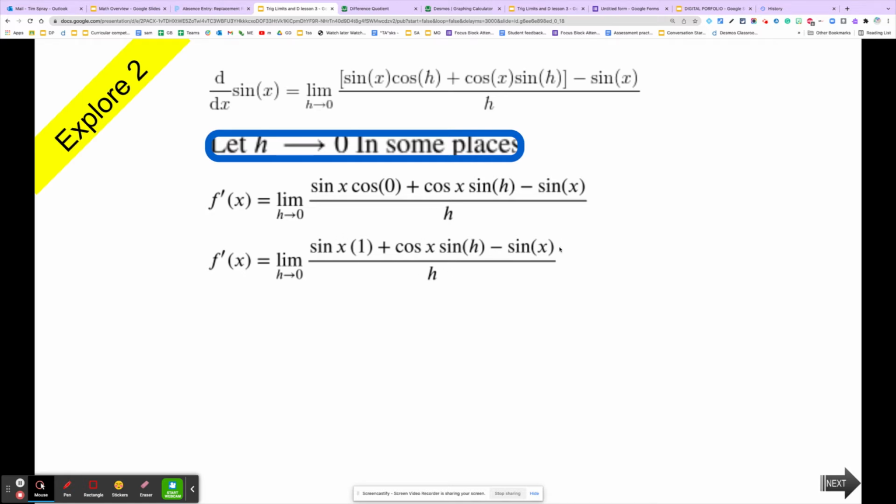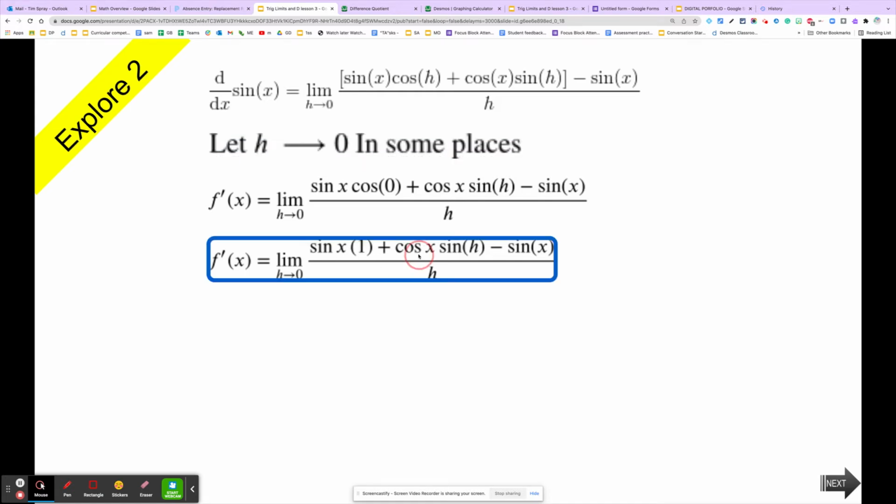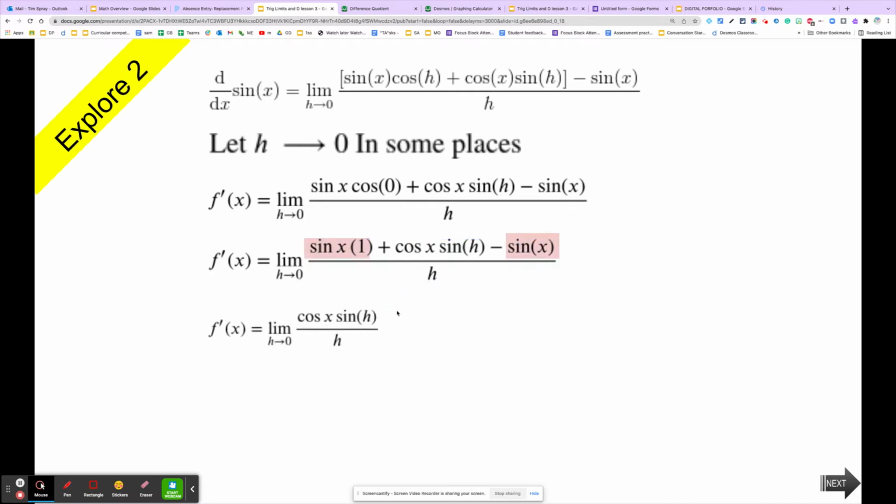Now what I want you to do is look at this. Do you notice that anything here will cancel? I think you can see that sine x minus sine x is 0. And now we're left with this. I'm going to rewrite it just slightly: the limit as h goes to 0 of cos x multiplied by sine h over h.